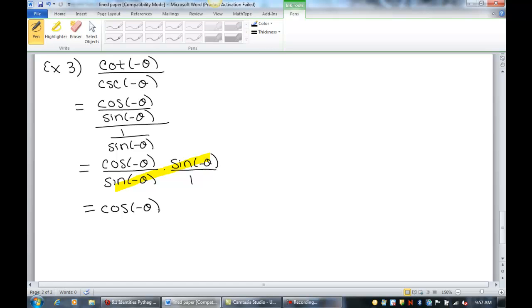And we saw that from our identities before, cosine of negative theta is equal to cosine of theta. Okay, so again, it's one of those identities because the cosine function is even. Okay, so that's why that works.